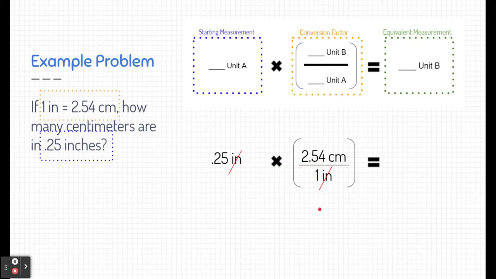So if I take 0.25 inches and times it by this fraction, I'm going to get my equivalent measurement and my answer over here. 0.25 inches is equivalent to 0.64 centimeters.